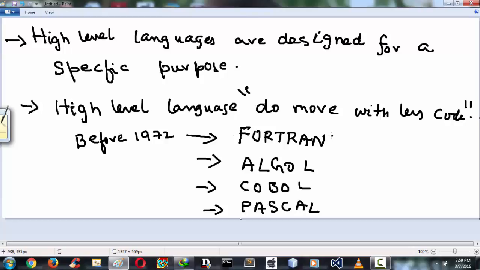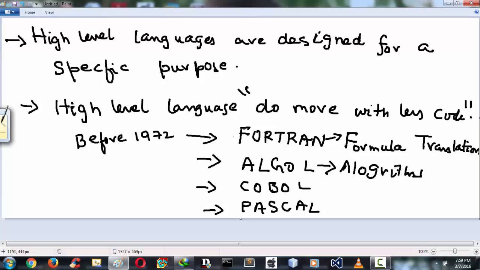Fortran is designed by IBM, and its name is abbreviated from formula translation. It is used only by scientists and engineers, and is not designed for multi-purpose. Algol is a language designed for developing algorithms.